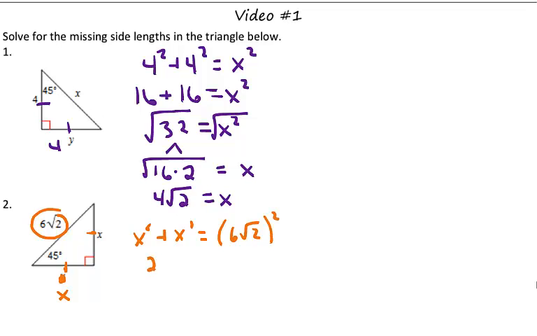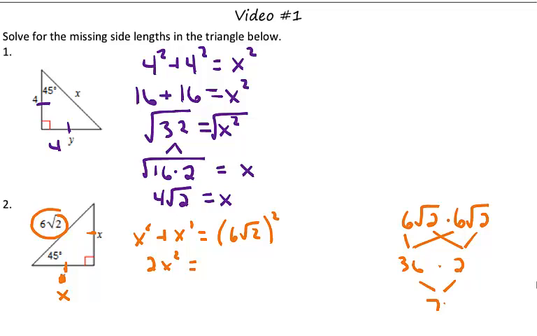Well, x squared plus x squared is 2x squared equals, well, 6 radical 2 squared, and I'm just going to do this on the right over here. That's just 6 radical 2 times 6 radical 2. Okay, well, 6 times 6 is 36, and radical 2 times radical 2 is 2. So this is really 36 times 2, which is 72. You could put that in your calculator, but you don't have to. You can always use mental math. Don't forget about that. So really, 2x squared equals 72.